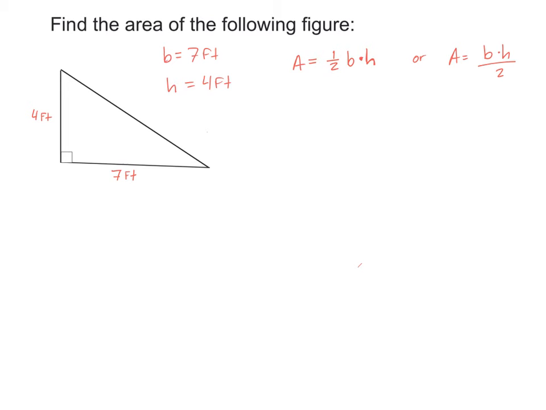Now the only thing we need to do is plug in our numbers. So we have area equals 1/2 times 7 feet times 4 feet. I'm going to multiply my whole numbers first, and then I'm going to multiply my fraction. So I'm going to get 4 times 7. That is going to give me 28 feet squared.